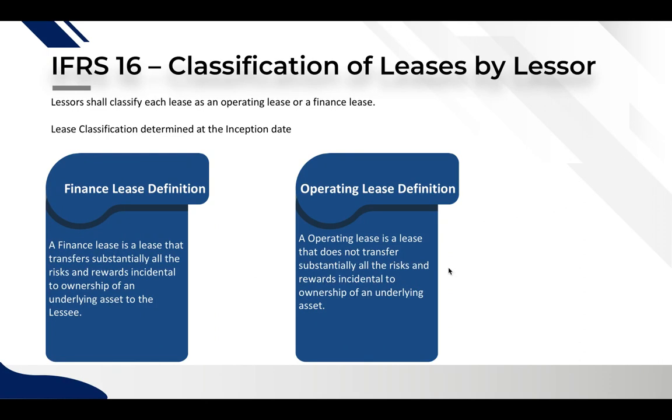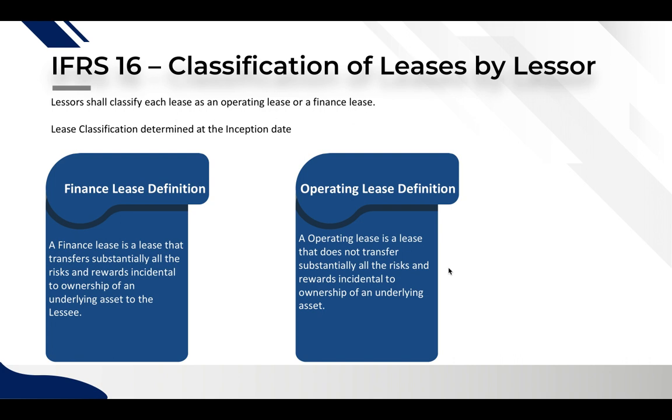Let's look into the classification of leases by lessor. A lessor shall classify each lease as an operating lease or a finance lease. Lease classification is determined at the inception date, which is the start date. So, what's the definition of a finance lease?